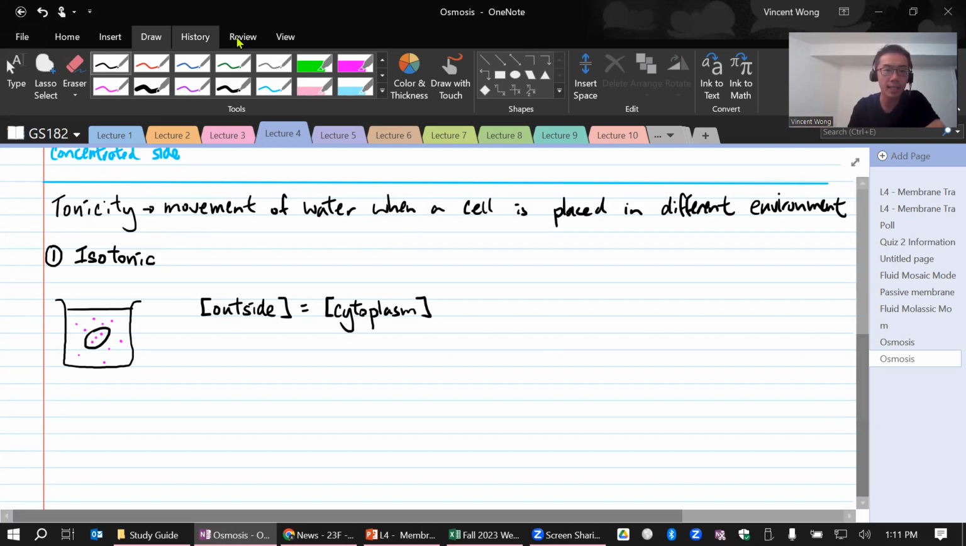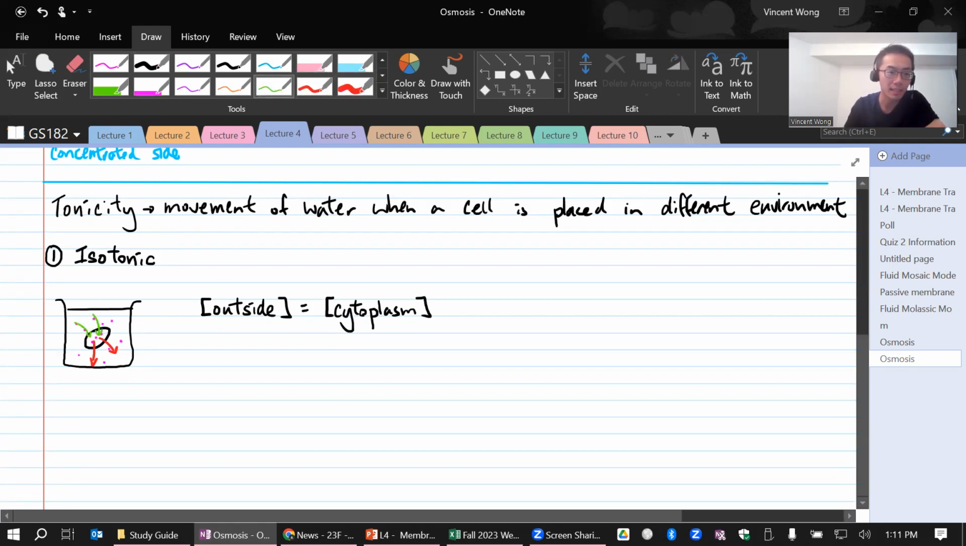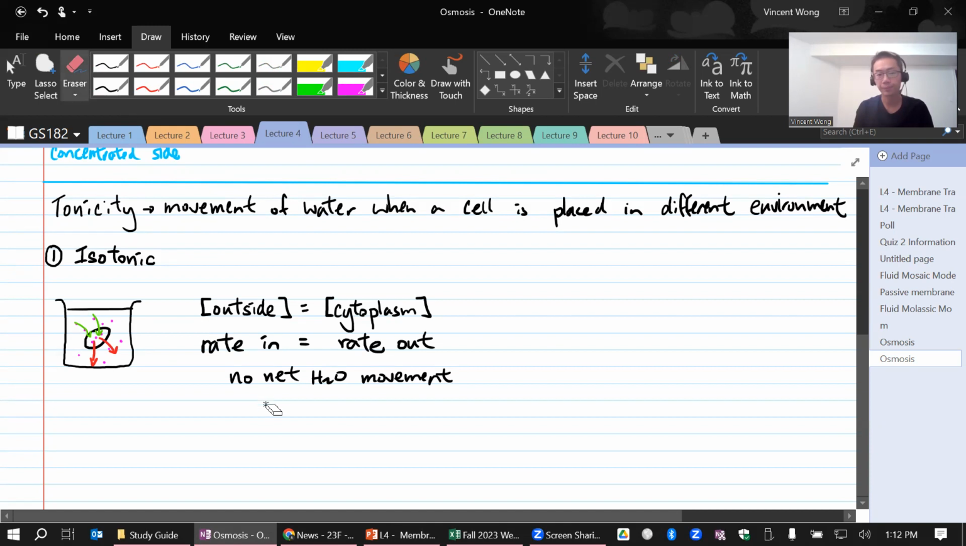Because the concentration is the same, the amount of water that's moving out is the same as the amount of water that's moving in. It's not that there's no movement, but they cancel each other. So rate in equals rate out. No net water movement, no change in cell volume.